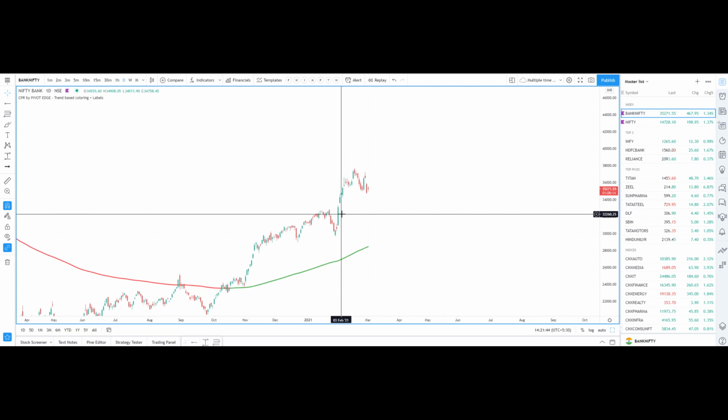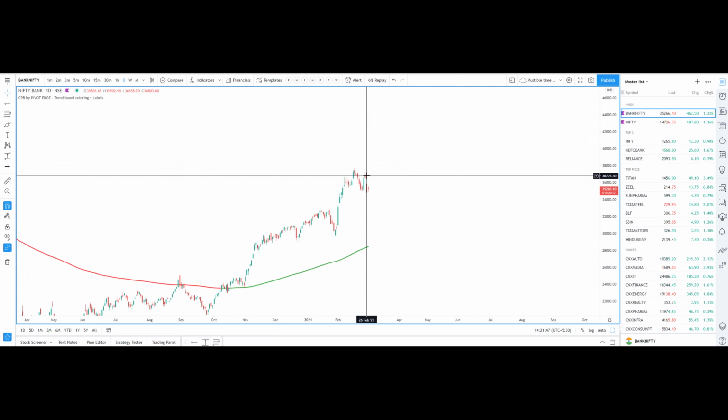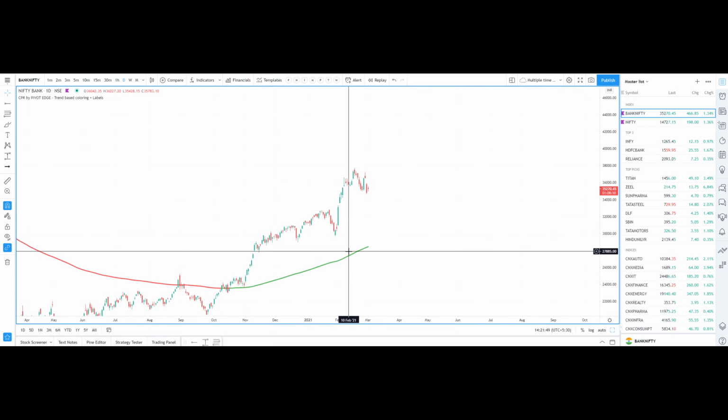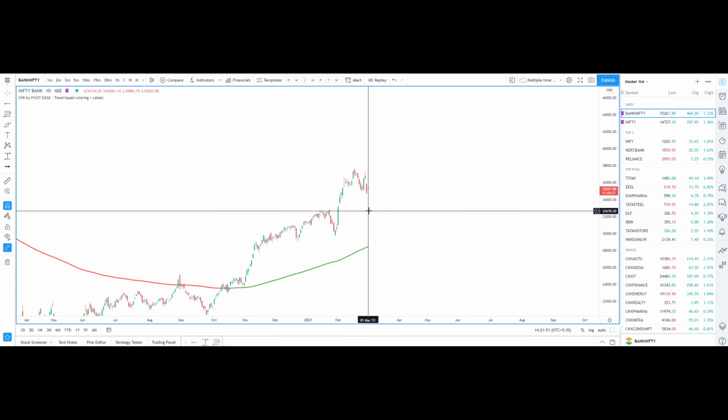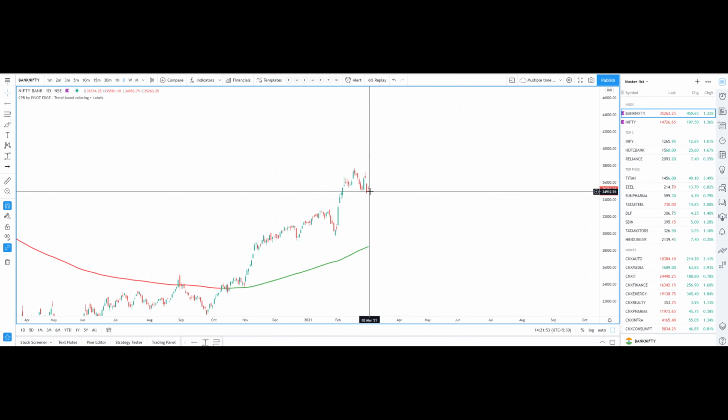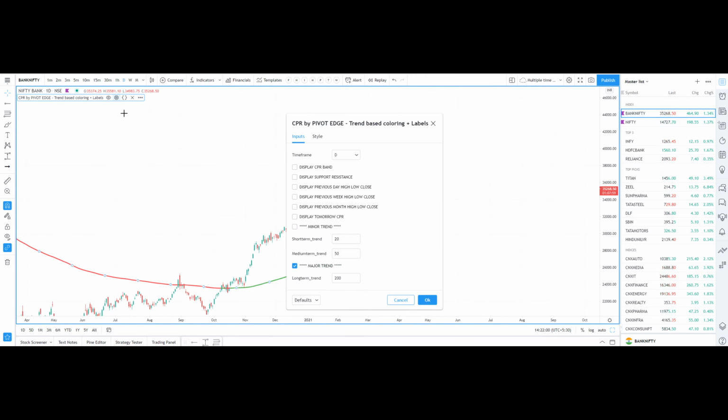So even though we have seen a minor correction right now in Nifty and Bank Nifty, the major trend is still up. So you can still keep buying at the dips. Whenever you find the price coming down, you can keep buying at the dips. So this is the purpose of using your major trend. Okay.